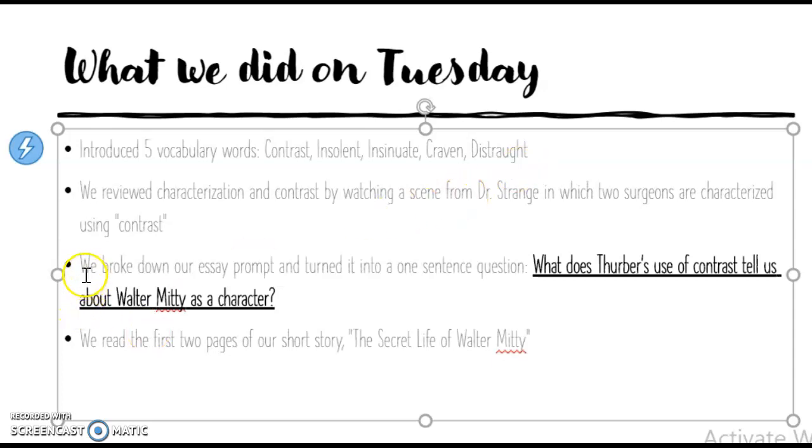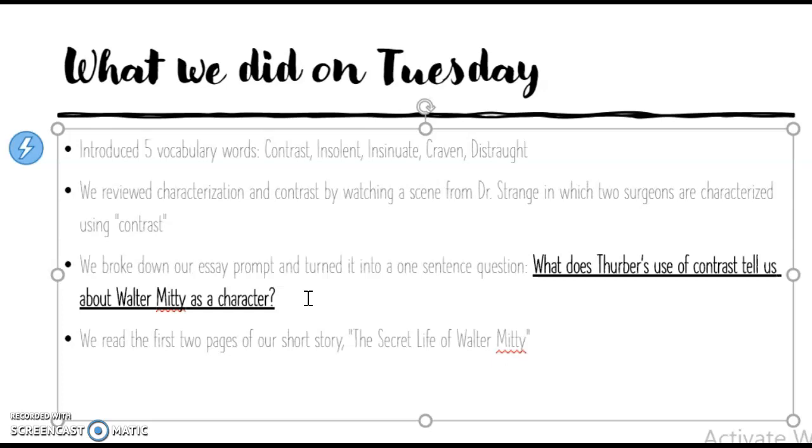So then we broke down our essay prompt and turned it into a 1-sentence question. What does Thurber's use of contrast tell us about Walter Mitty as a character? Remember, today I've decided we're not going to write a 3 to 5 paragraph essay, but we are going to answer this question in a RACE response. So we need to be thinking about this as we read. How does Thurber, the author, use contrast to tell us about Walter Mitty as a character?